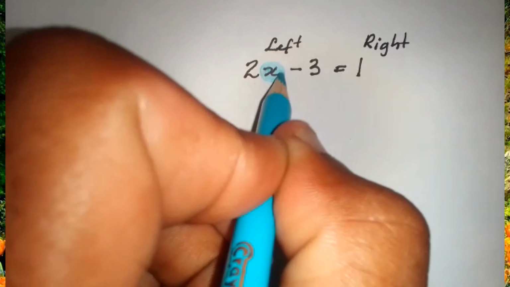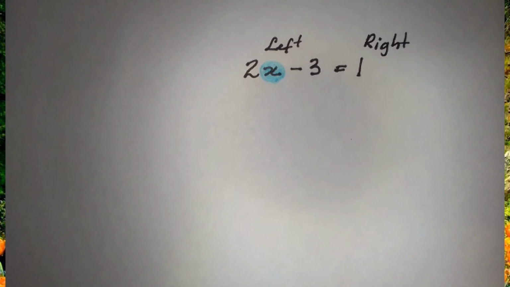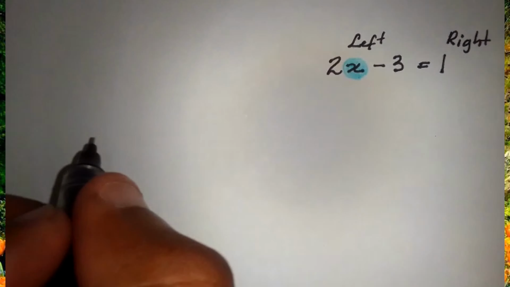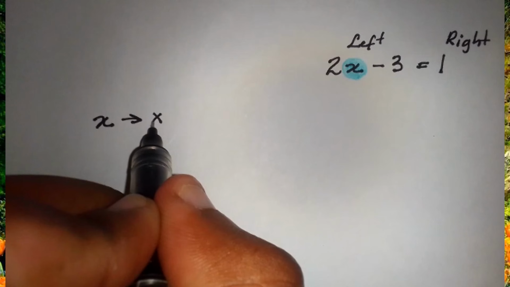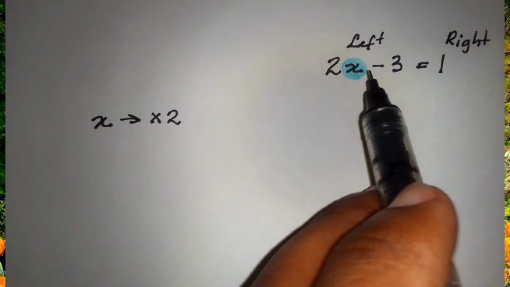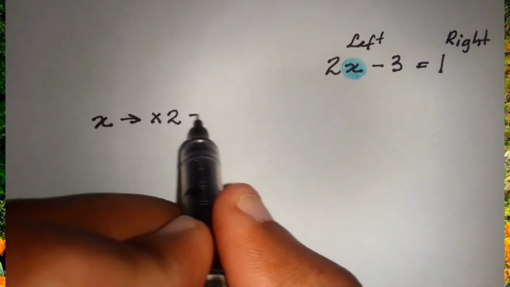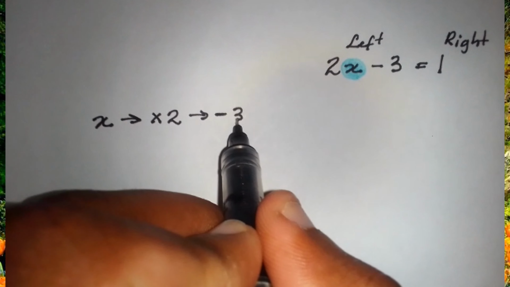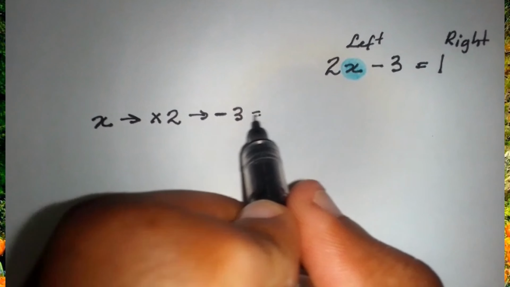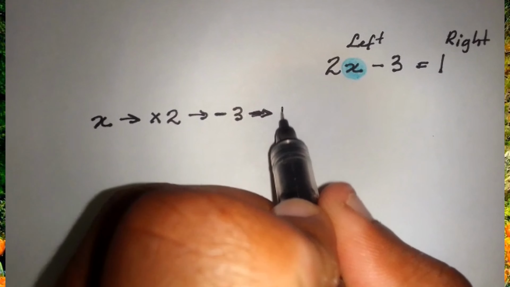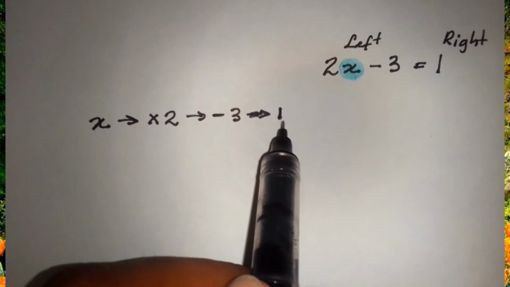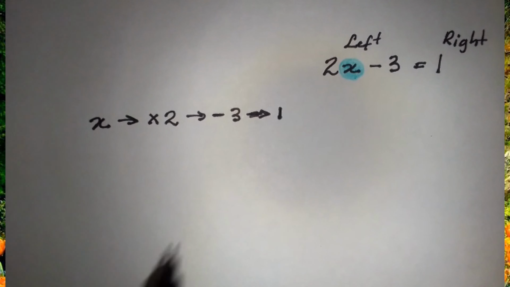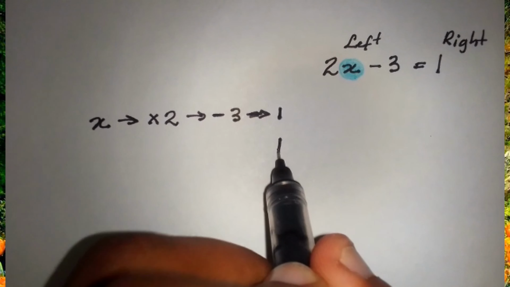I need to think about what are the things operating on that x. So I'm going to put it over here. I see x. Then x is being multiplied by 2. Then afterwards, we subtract 3, and that will give us 1. Now, if I'm going to do the reverse of this, starting from 1, I'm supposed to end up back at x.